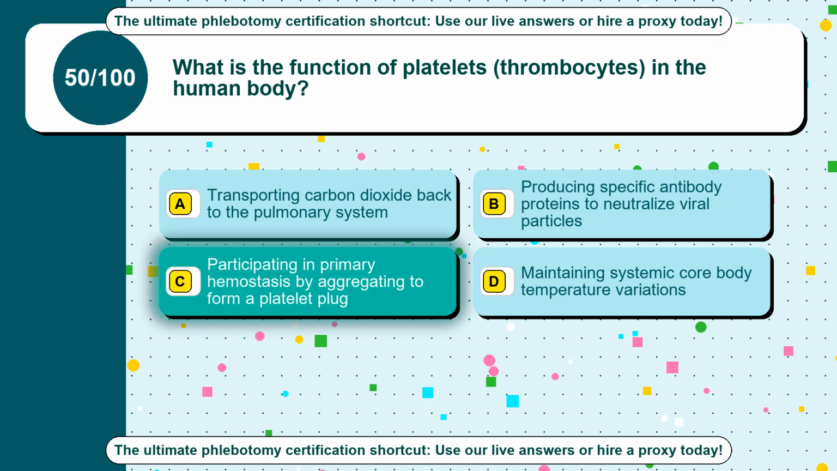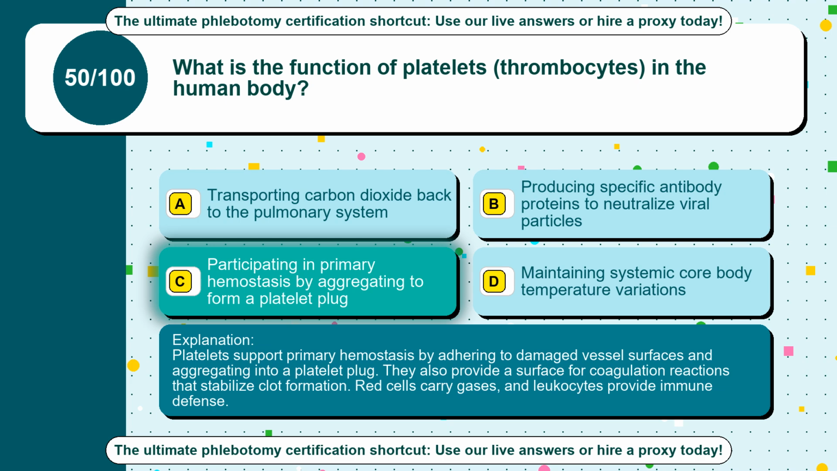The correct answer is option C. Participating in primary hemostasis by aggregating to form a platelet plug. Platelets support primary hemostasis by adhering to damaged vessel surfaces and aggregating into a platelet plug. They also provide a surface for coagulation reactions that stabilize clot formation. Red cells carry gases, and leukocytes provide immune defense.